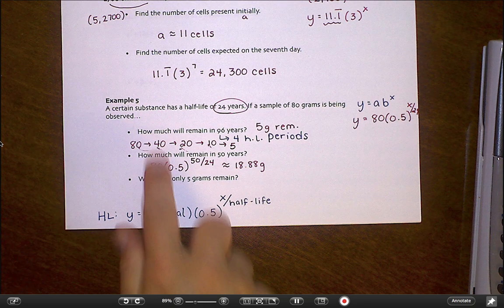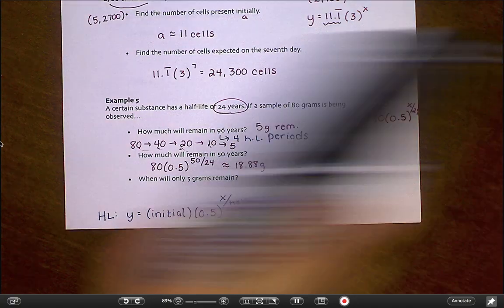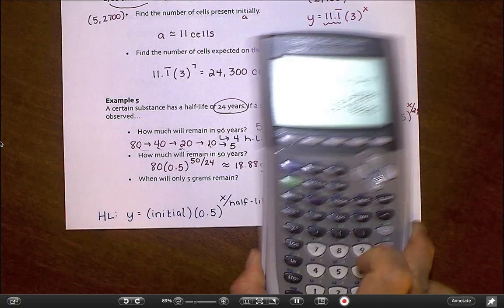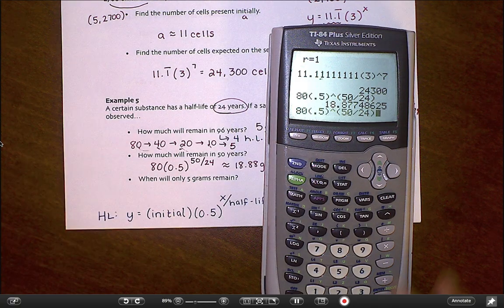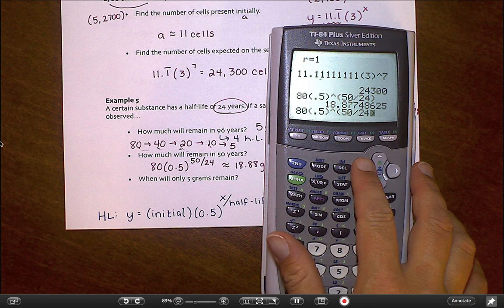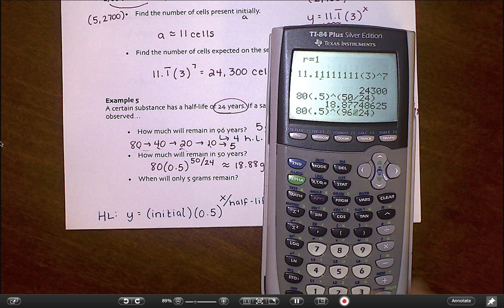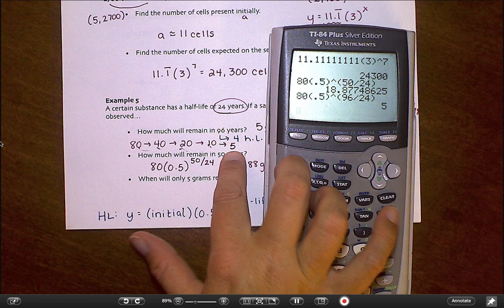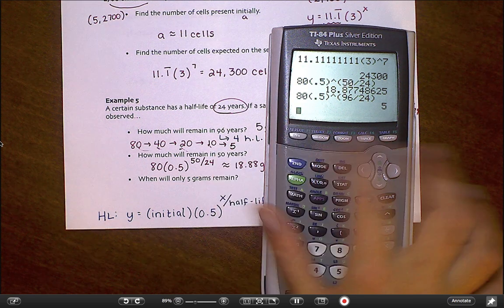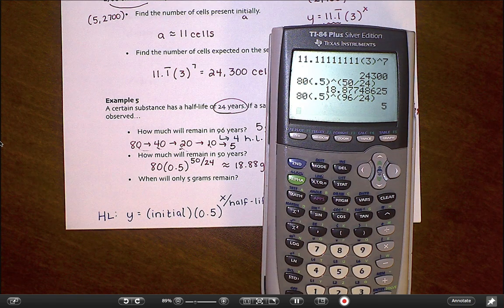Let's just check our answer to this first one using that equation, okay? I'm going to bring up that same equation, but if I had put 96 years in here instead, in fact, it does give me that 5 grams that I came up with this way. Okay, so just wanted to show you that you could have used the equation on that first question as well.